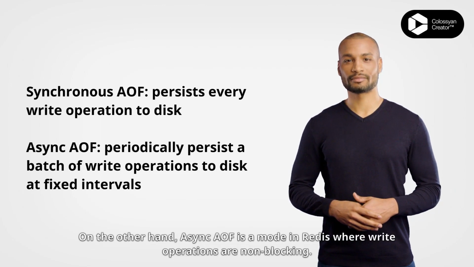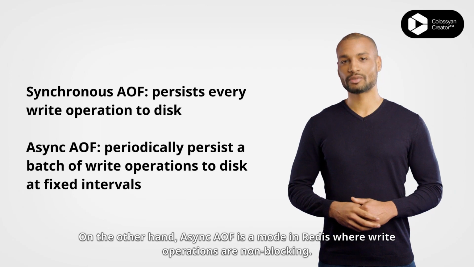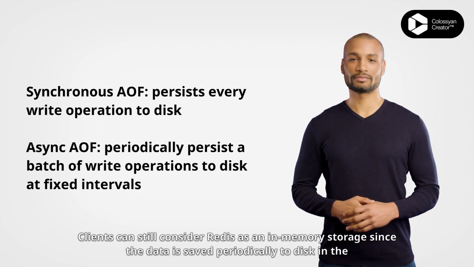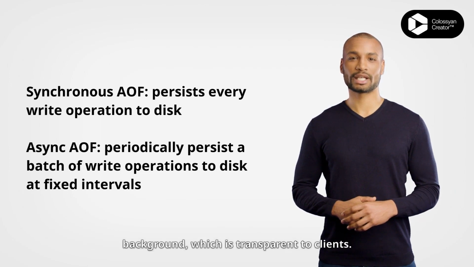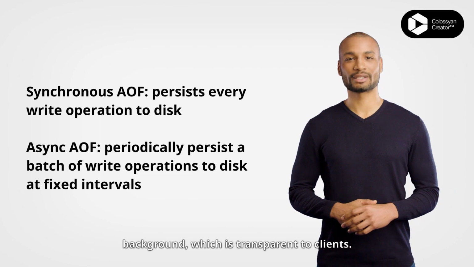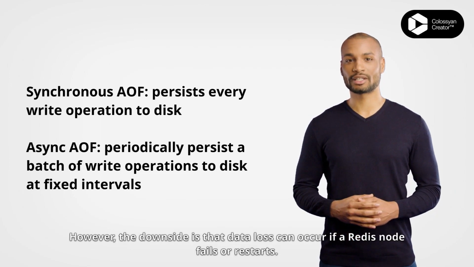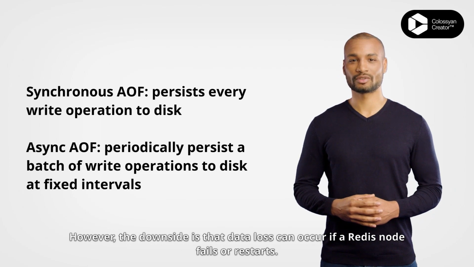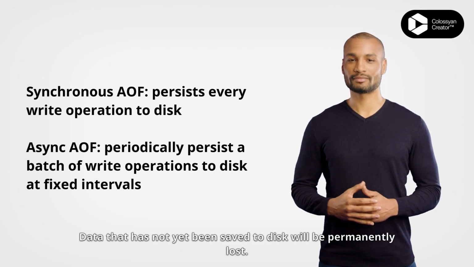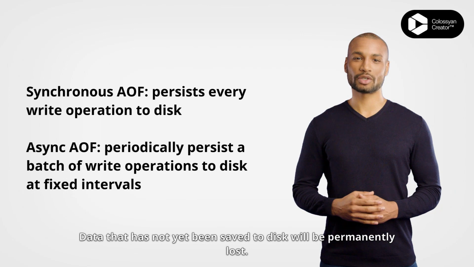On the other hand, async AOF is a mode in Redis where write operations are non-blocking. Clients can still consider Redis as an in-memory storage since the data is saved periodically to disk in the background, which is transparent to clients. This mode provides very low write latency. However, the downside is that data loss can occur if a Redis node fails or restarts. Data that has not yet been saved to disk will be permanently lost.